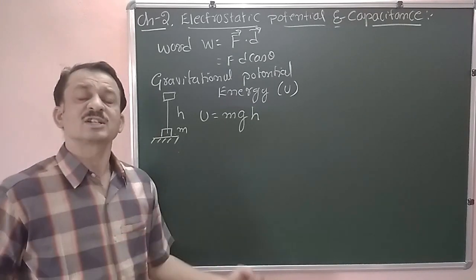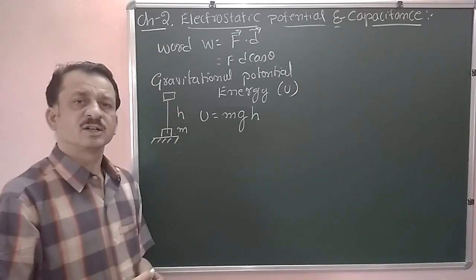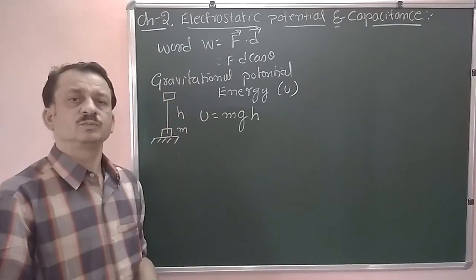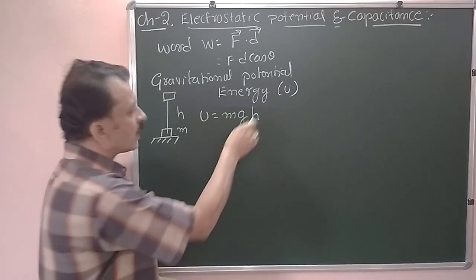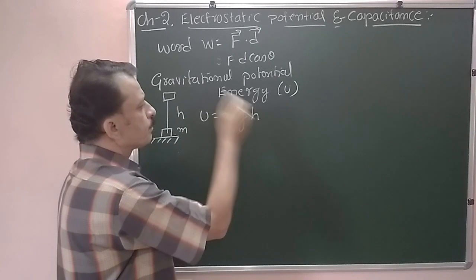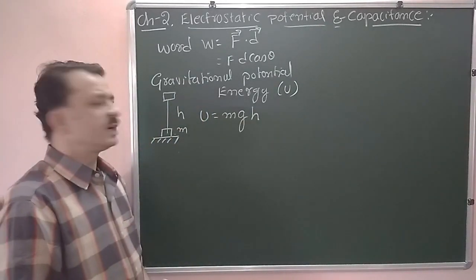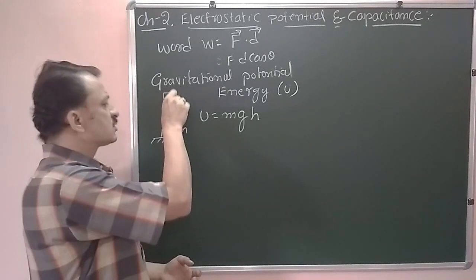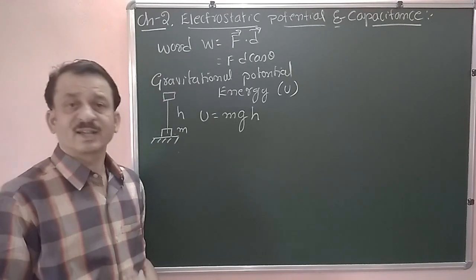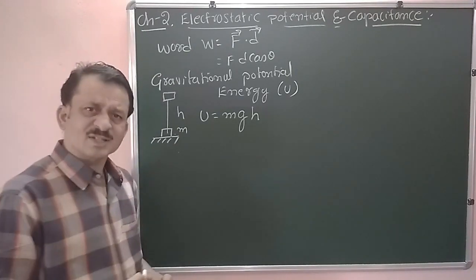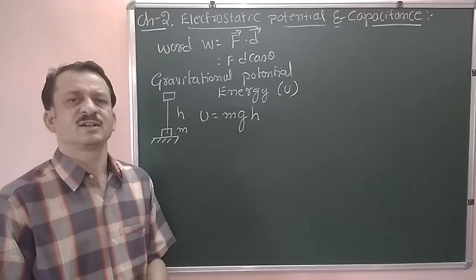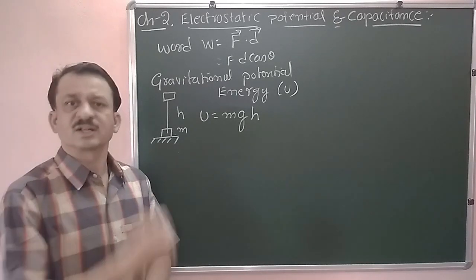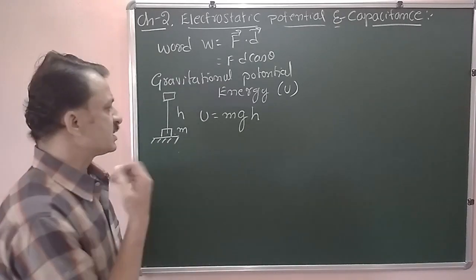Now what happens when you remove the external force applied to this object? That object starts falling down. That means whatever the gravitational potential energy stored, it gets converted into kinetic energy. The object starts falling, therefore it is going to acquire kinetic energy, and obviously potential energy goes on decreasing. So therefore their sum remains a constant. That is the conservation of mechanical energy that we have studied.